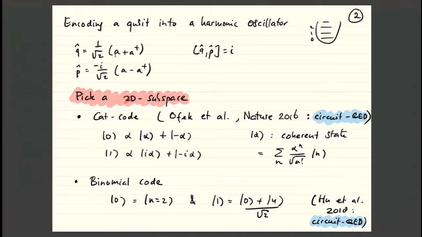That's been realized by the Yale group, but there's also another code which was recently realized. It's called the binomial code, in which my 0 is a state with 2 photons in this particular mode, and my 1 is a superposition of 0 and 4 photons. So again, this is an experiment in 2018. Now, I don't want to dwell on this because I want to talk about the GKP code. There's not been any physical realization of the GKP code, but I think they are working on it. I haven't heard the latest news about this.